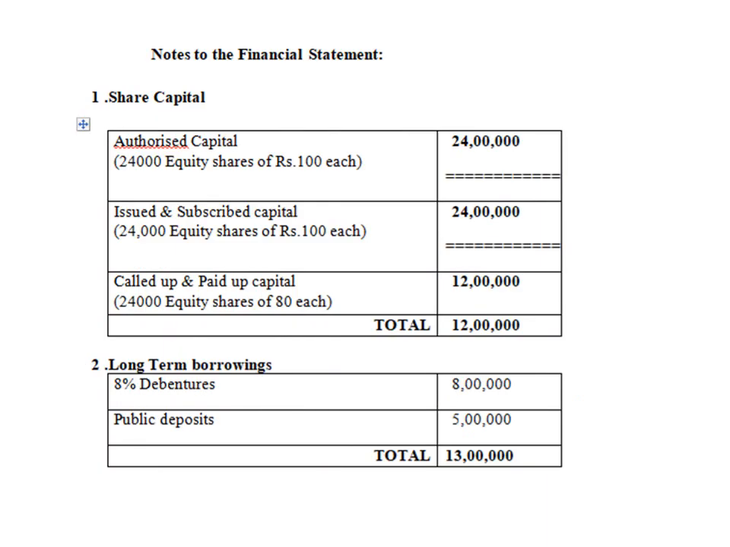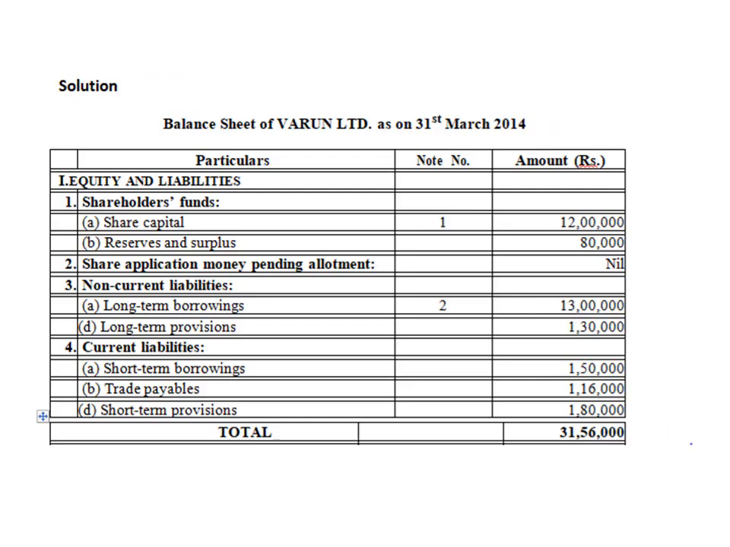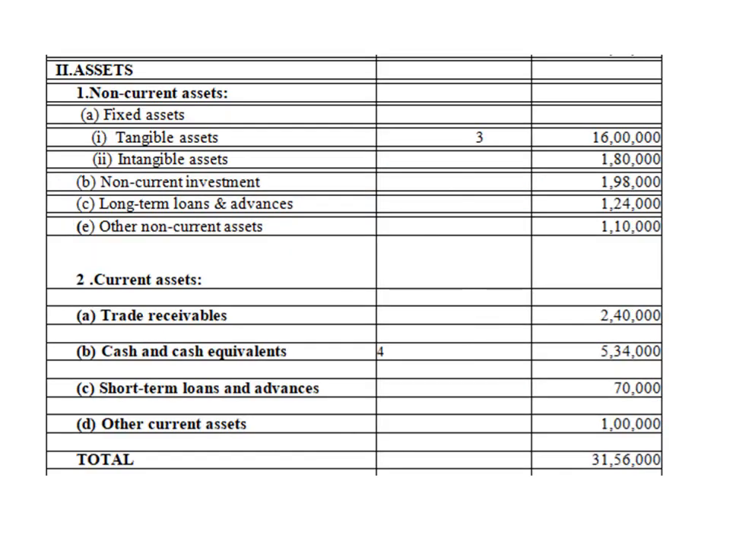Now if you look at the workings for the share capital, only 50 rupees has been called for 24,000 shares, that is 12 lakh. And then long term borrowings, we have debentures and public deposit. Plant and machinery and immovable property put together come under tangible fixed assets. Then cash and cash equivalents, that is cash in hand and draft in hand. So this is how the equity side of the balance sheet appears. And this is our asset side. A loan given to the manager is shown here as short term loan and advance. So this is how we have to prepare our balance sheet.